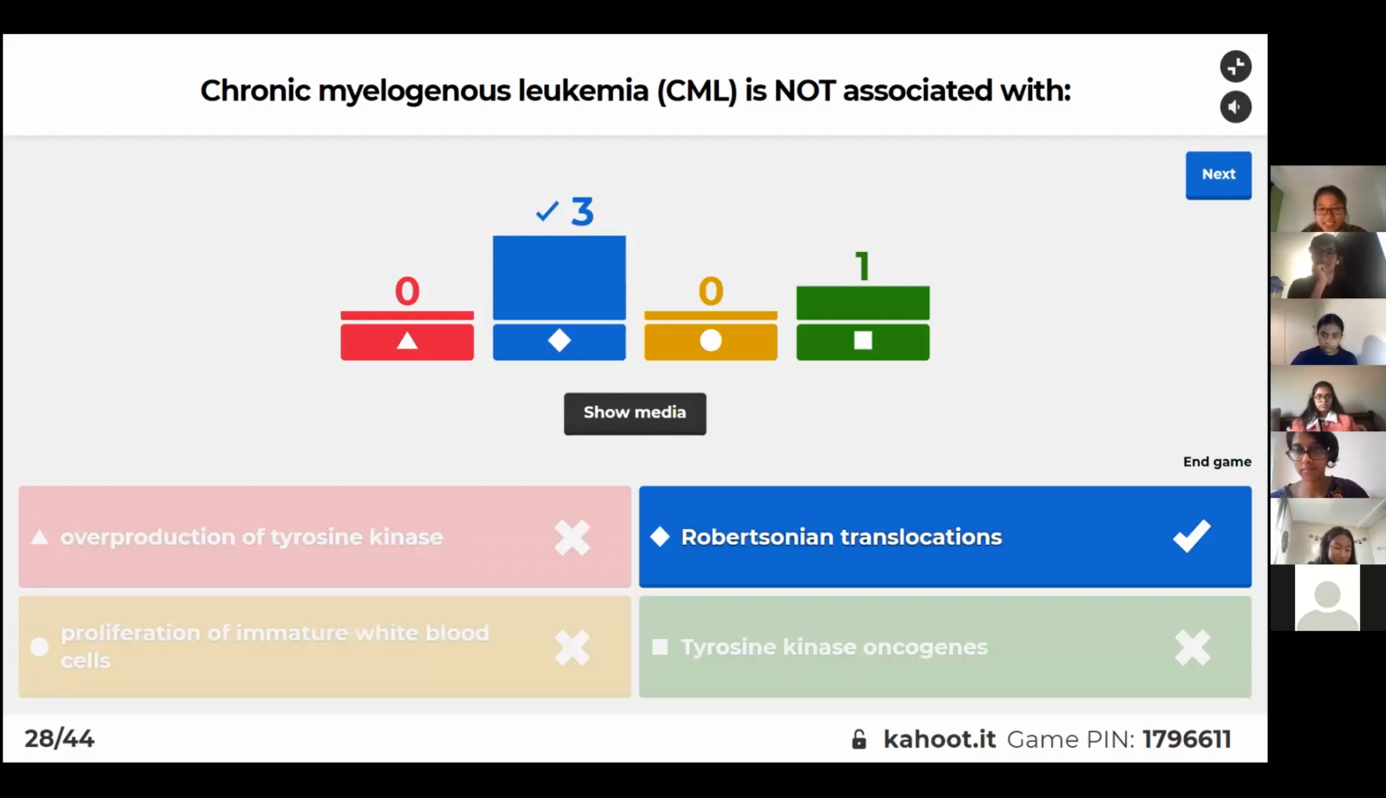Yay, well done. So basically, it is not associated with Robertsonian translocation, which is a 14;21 translocation that's associated with Down syndrome. So like CML could be caused by Philadelphia translocation, which is translocation between chromosomes 9 and 22. And for the last option, tyrosine kinase oncogene is basically the gene that's causing CML.